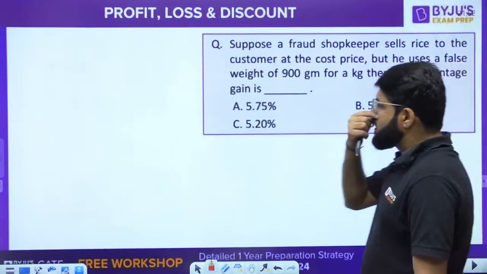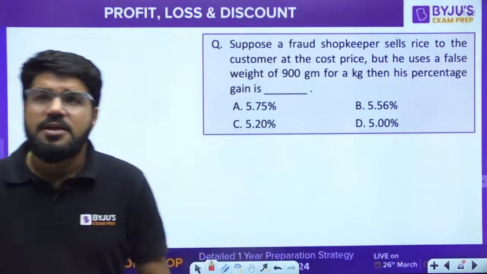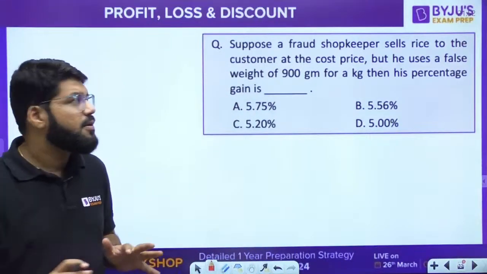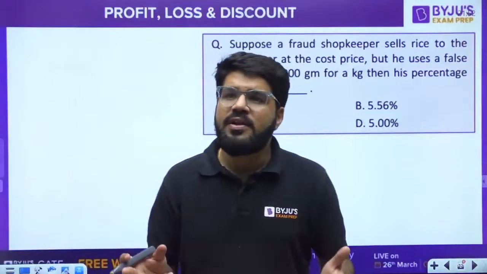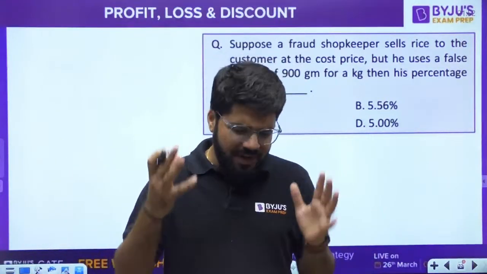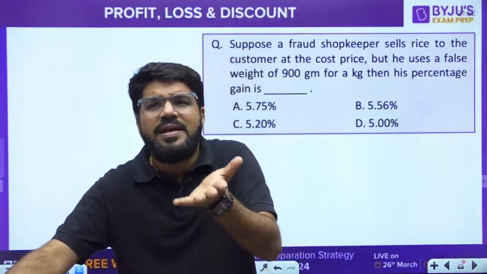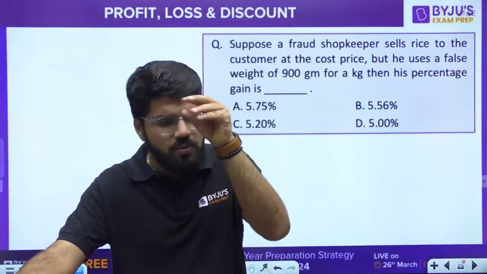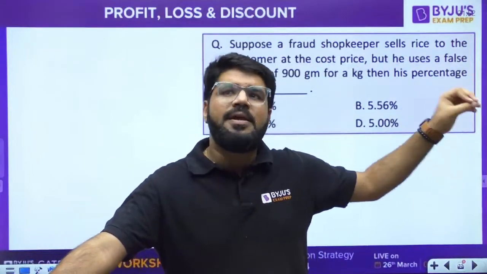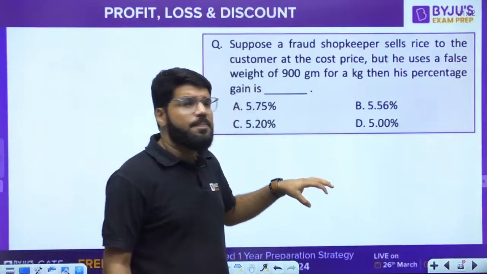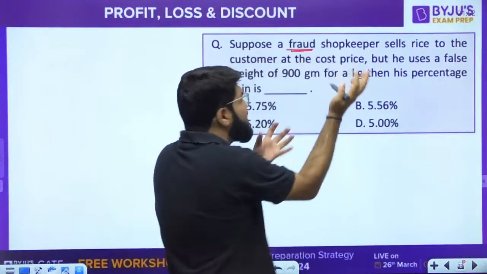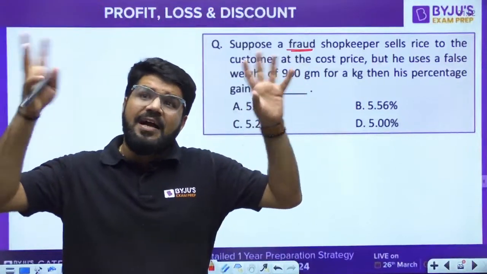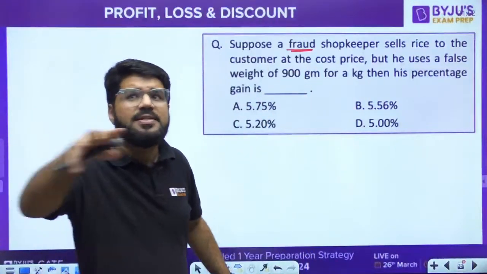Okay, next question. Suppose that a fraud shopkeeper sells rice to the customer at the cost price. But if he sells it at cost price, how will he earn? Ideally he has the flexibility to increase the selling price by something. He needs to earn, he also needs to survive and feed his family. But this is a fraud shopkeeper. To attract customers, he says, I am selling you at the cost price. But actually he is cheating.